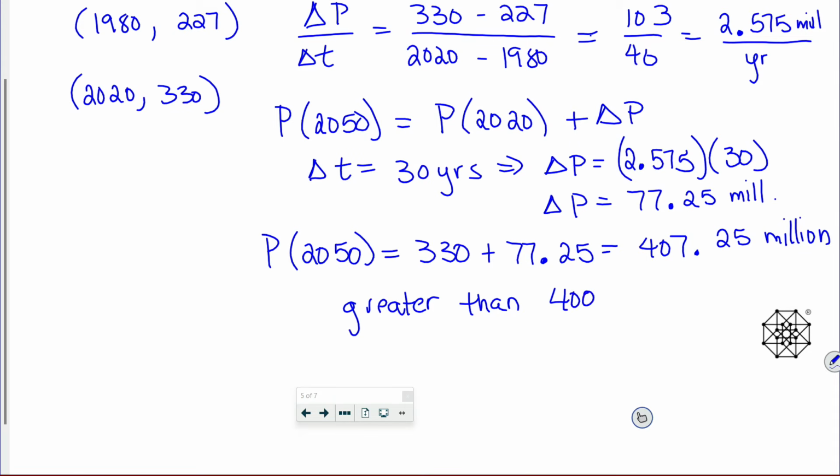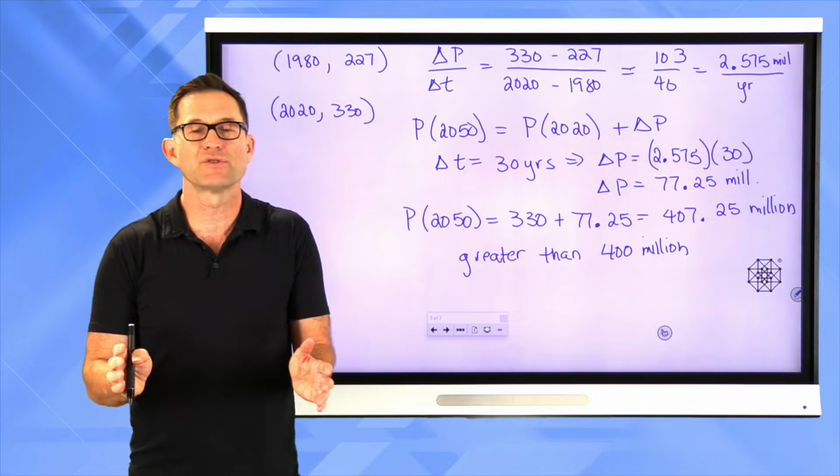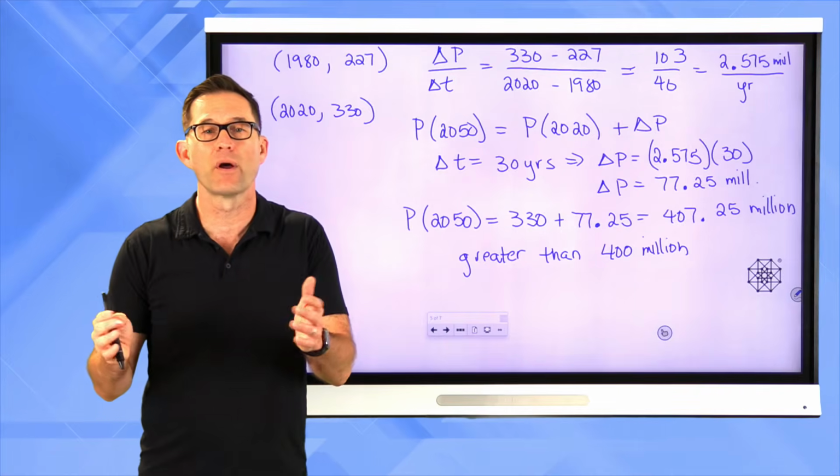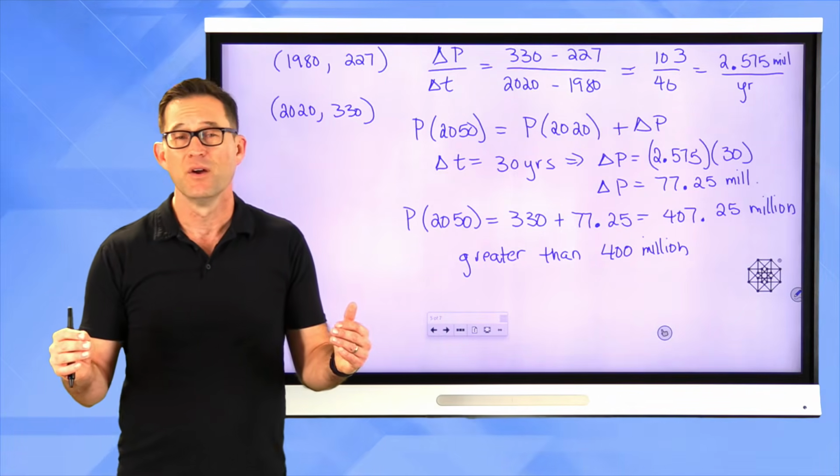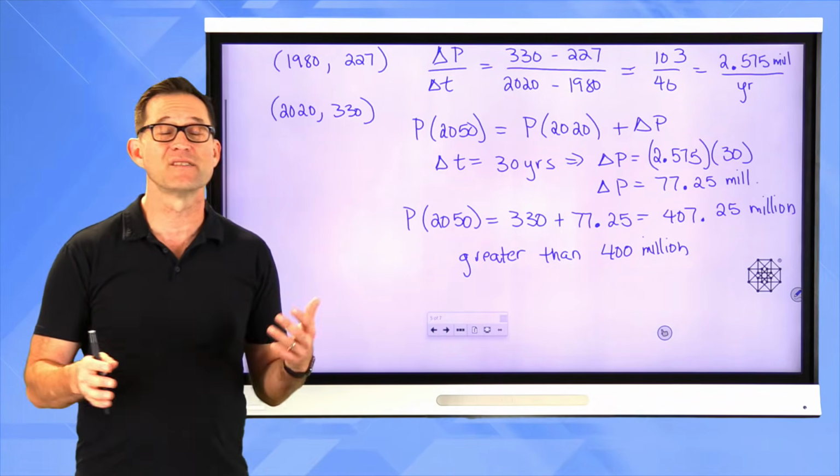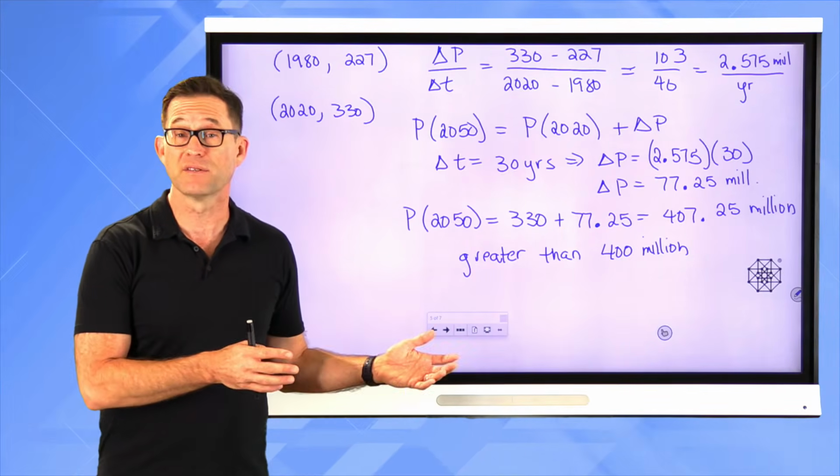So we are going to say greater than 400 million, right? Maybe we're just trying to figure out something like, well, maybe 400 million is some kind of magical mark, that we're curious to see if we will have hit by that point in time.